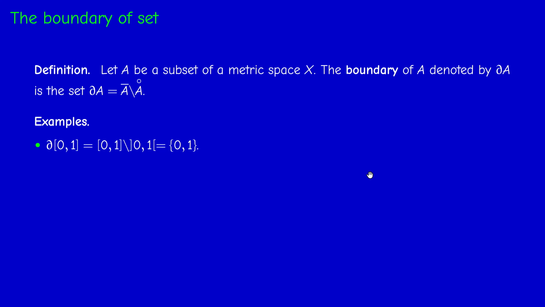As usual, let us give some examples. As you expect, the boundary of the closed interval [0, 1]: we go back to the definition, the closure is closed, so it's [0, 1]. The interior of [0, 1] is (0, 1) open, so we just get the two endpoints 0 and 1. We can take, instead of [0, 1] closed, (0, 1) open or semi-open. It's exactly the same thing.